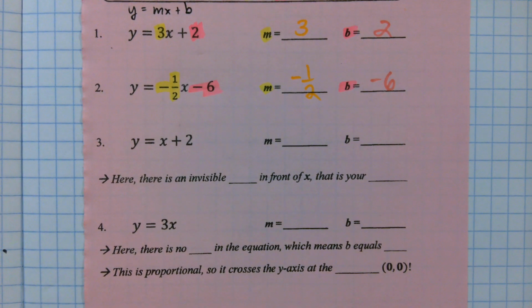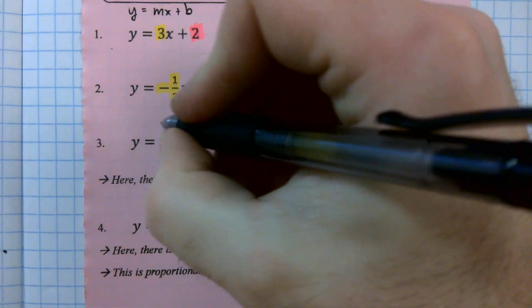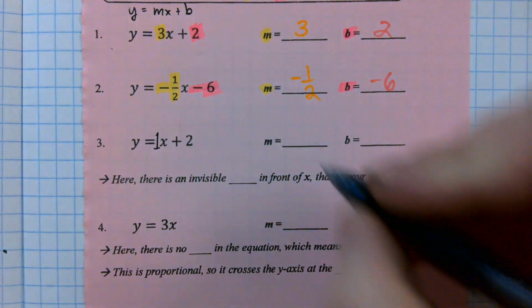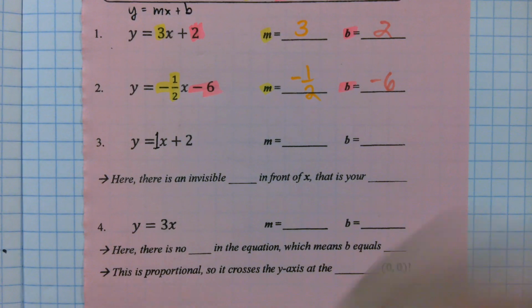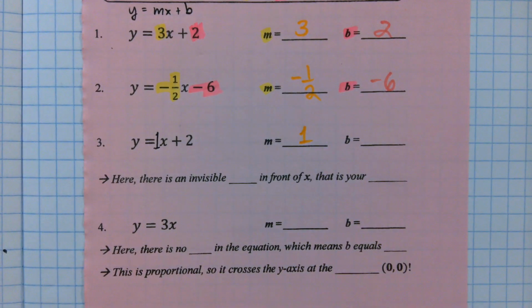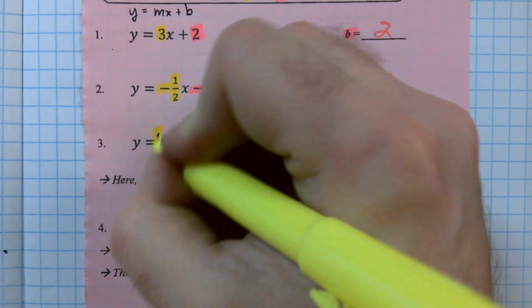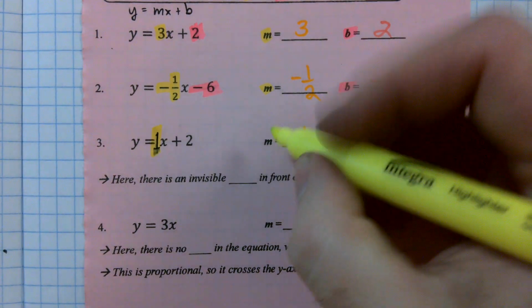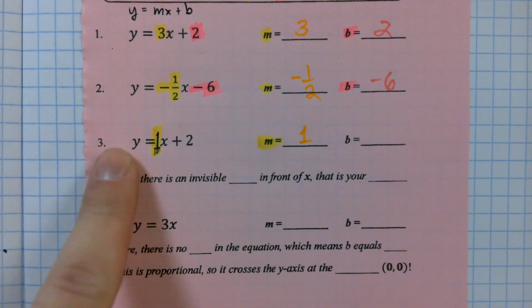Now, number 3. Again, m is the number in front of x. Do you see a number in front of x? No. So what invisible number are we going to put there, Shalea? A 1. That's right. If I see an x all by itself, there's still an m there.